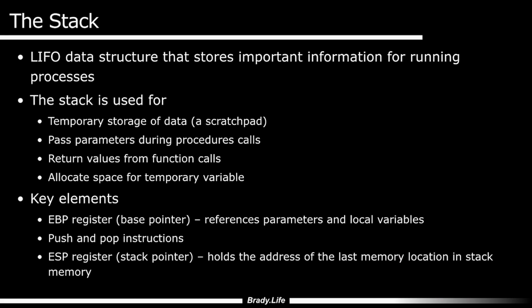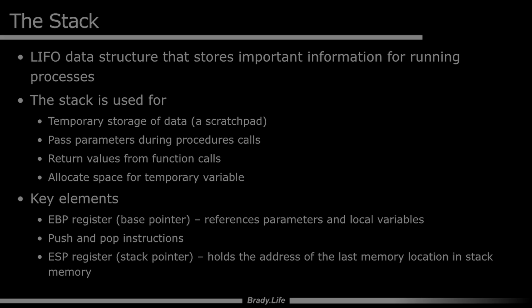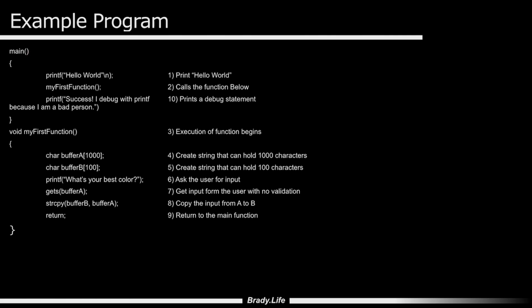What are the key elements? The base pointer tells you where parameters and local variables are stored, so you can reference those later. Push and pop. We push things onto the stack and pop them off. It's last in, first out. And the ESP, that's the stack pointer, that holds the address of the last memory location in stack memory. That's where we're stopping.